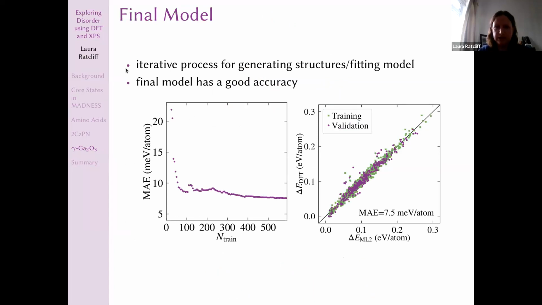So we went through multiple steps, which I'm not going to talk about, for generating structures to try and balance out our data set and had to refit the model. But for our final model, we have a pretty good accuracy. If we compare our DFT energies across the structures that we calculated to our predicted energies, you can see our error is of the order of 7.5 meV per atom. So we were pretty happy with this for screening, bearing in mind that we don't really want to precisely calculate the DFT energies here. We just need to know roughly which ones are likely to be lower and which ones are likely to be higher as our first step.